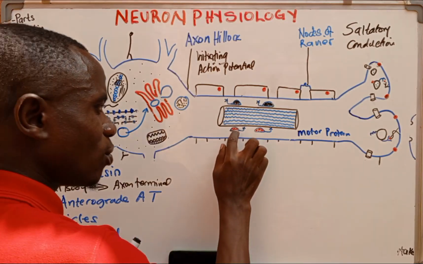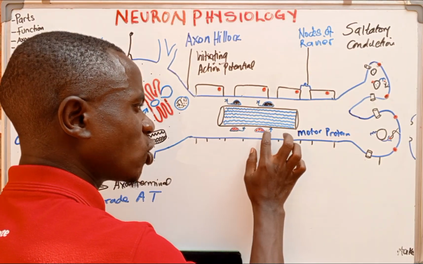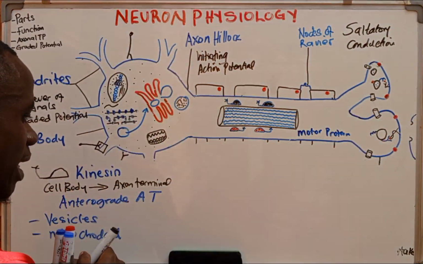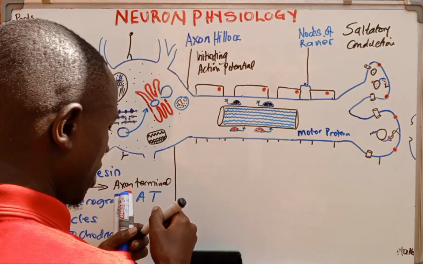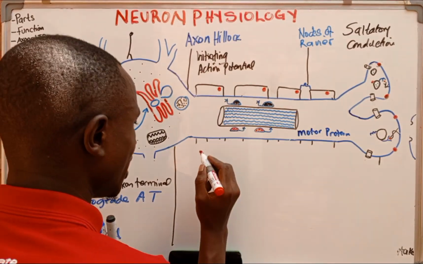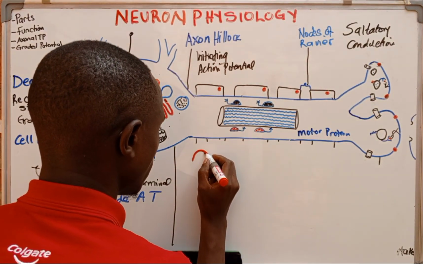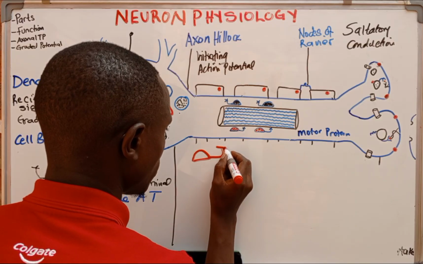Now let's look again at these motor proteins which are going to be moving things from this side to this side. This airplane is going to be shaded red.